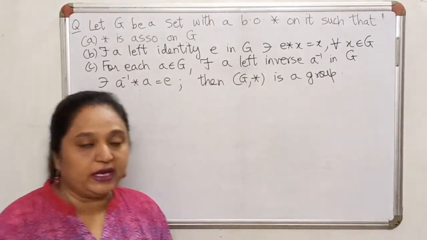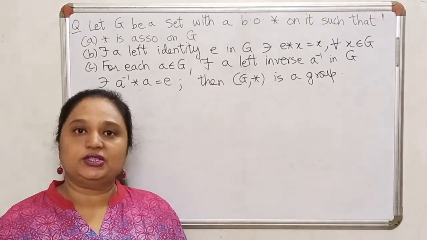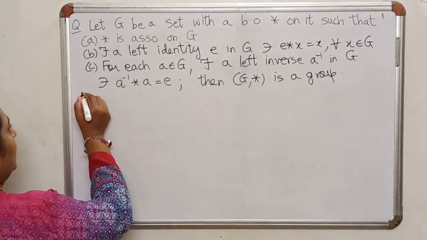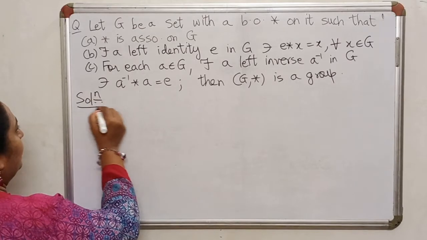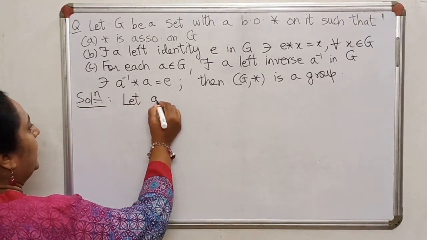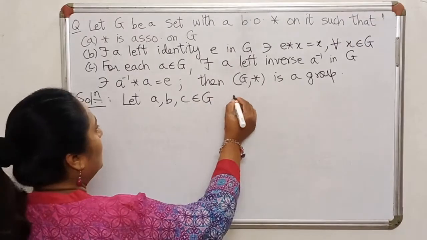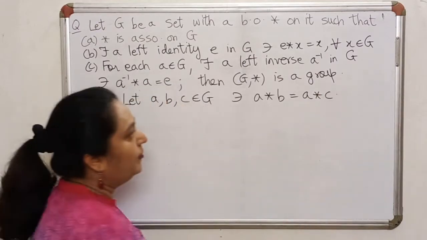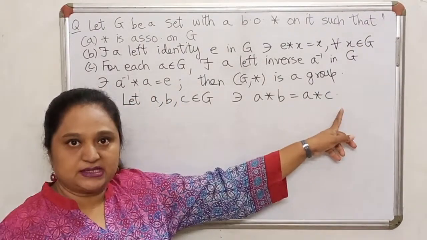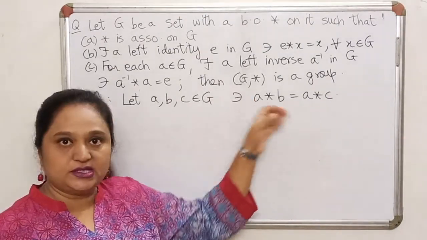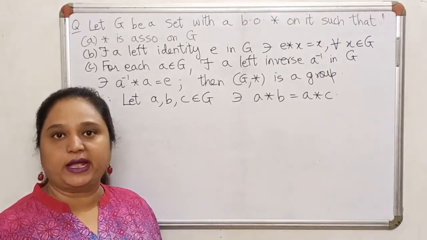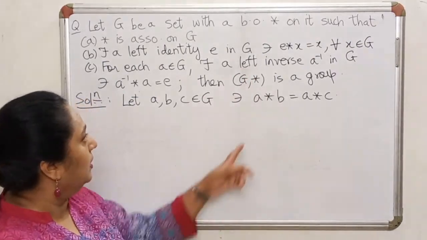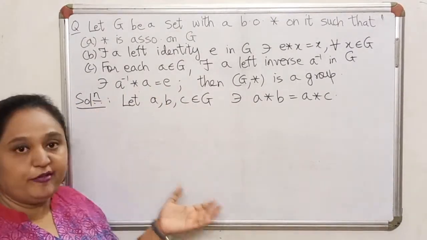Though I need to prove these two properties, it will be much easier if I first prove the left cancellation law. So I will begin by first establishing the left cancellation law. Let us take any three elements in G for which A star B is equal to A star C. If I can somehow prove that B is the same as C, in other words, if I succeed in getting rid of this A from the left, it will mean that left cancellation law works in this set with respect to the given operation.